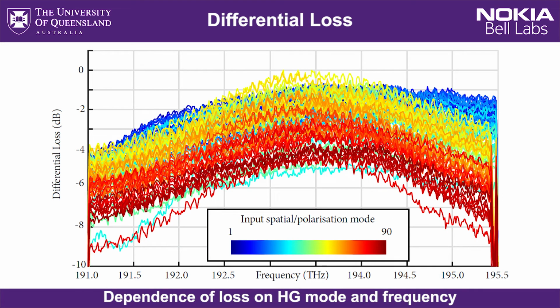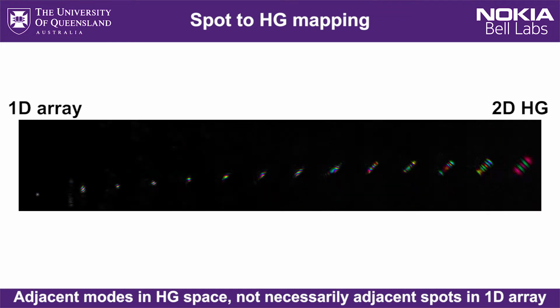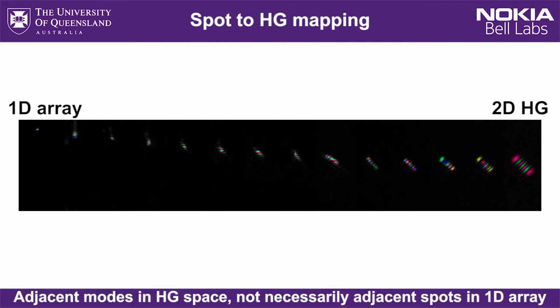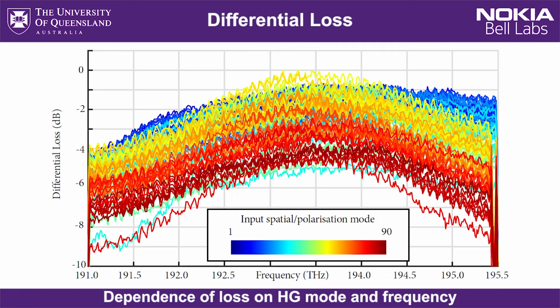This plot breaks down the losses of the different addressable modes of the device. All of these results are sorted in terms of the Hermite-Gaussian modes excited at the input of the multimode fiber. The first 45 modes are in the horizontal polarization, and the next 45 modes are in the vertical polarization. Now, because of the way the 1D array is mapped to the 2D Hermite-Gaussian modes, this means that mode 1 and mode 2 are not adjacent positions in the 1D array. They're adjacent modes in Hermite-Gaussian space, not that linear array space.